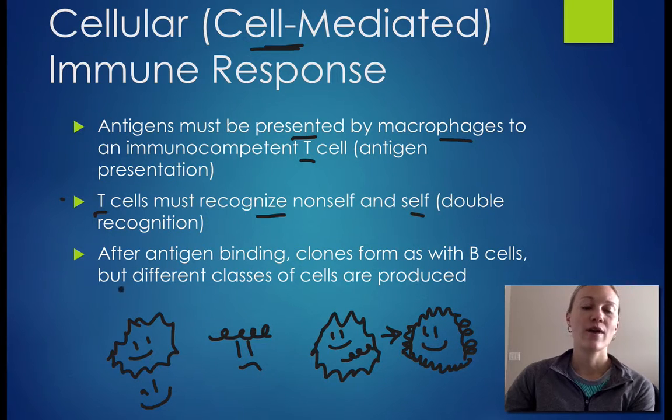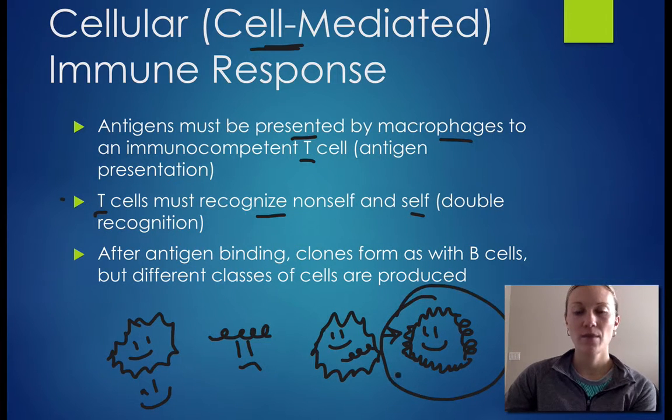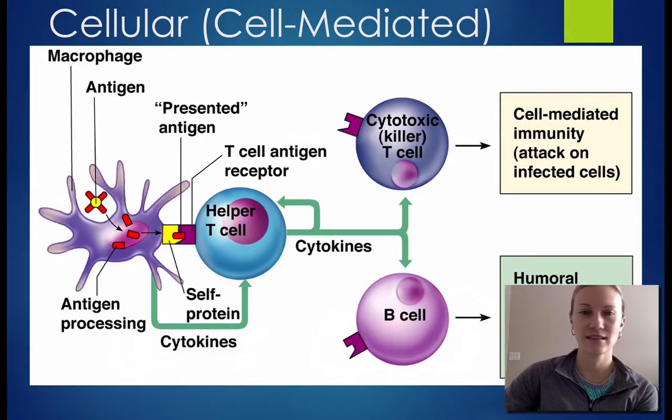Okay, so after antigen binding, clones form as with B cells, but they're different classes of cells that are produced. That means they're going to make a whole bunch more of these cells, but they're going to be named differently from the humoral names from last video. So this is a better picture than what I drew.